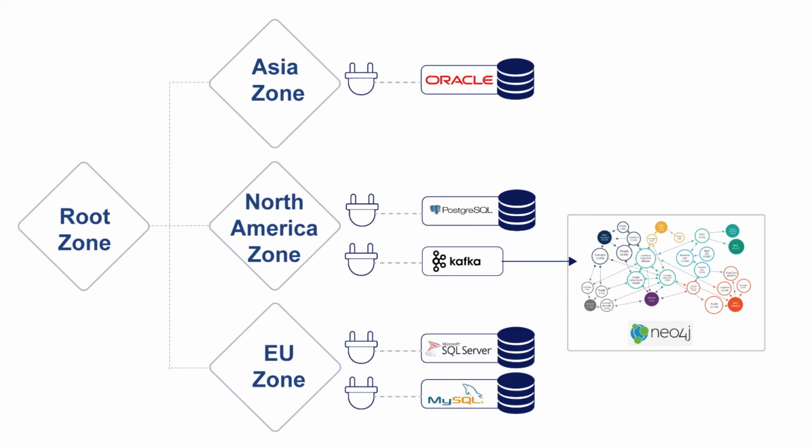For this demo, we're going to add a graph database into a YOUnite implementation to provide additional insight into the data. We have 3 zones with 5 databases that are synchronized through YOUnite. We have an Oracle database in the Asia zone, a Postgres database in the North America zone, and SQL Server and MySQL databases in the European zone. In addition, we've added a Neo4j database to the North American zone.